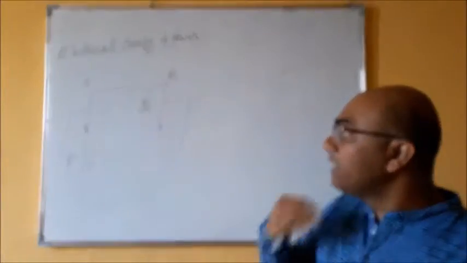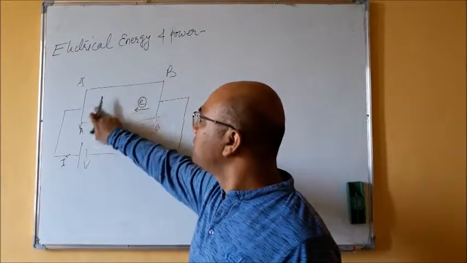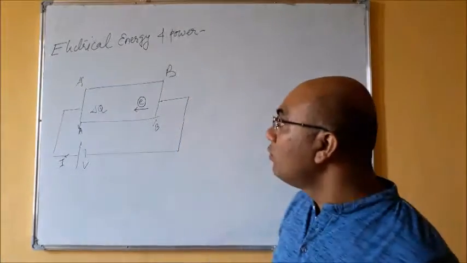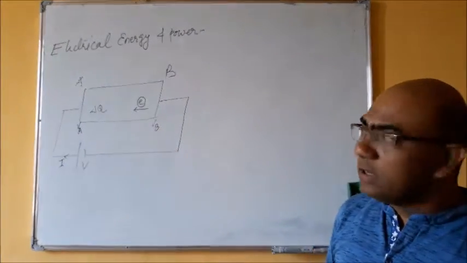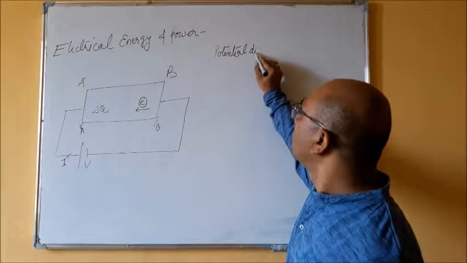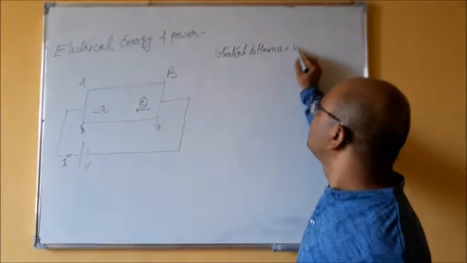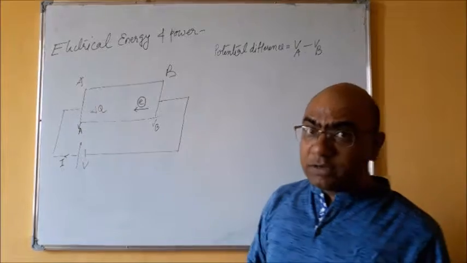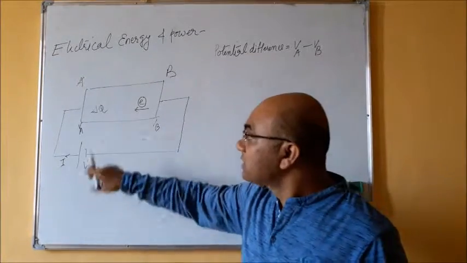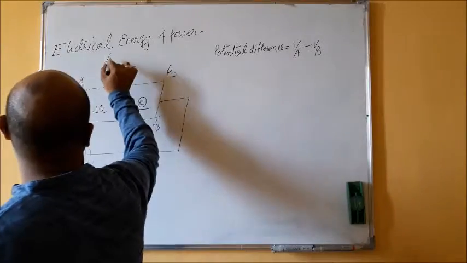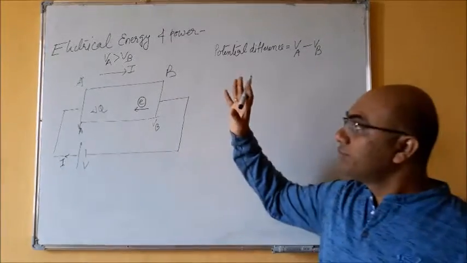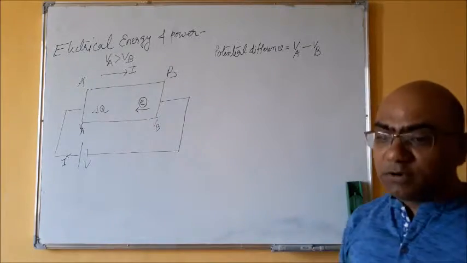In general, let's say delta Q is a charged particle which is moving from one surface to another surface. The potential difference is VA minus VB. One important point I told you in the previous video is that current always flows from higher potential to lower potential. Since current is flowing like this, VA is more than VB, so the potential at surface A is more than the potential at surface B. So the potential difference is given by the formula VA minus VB.